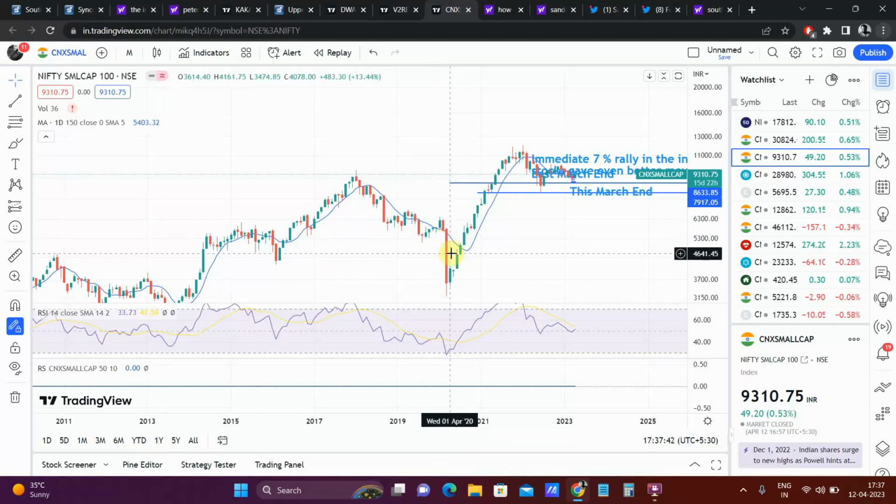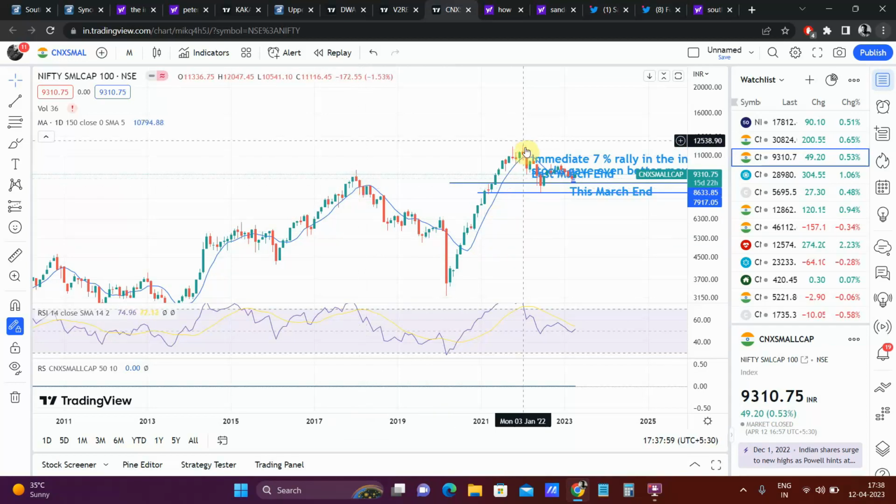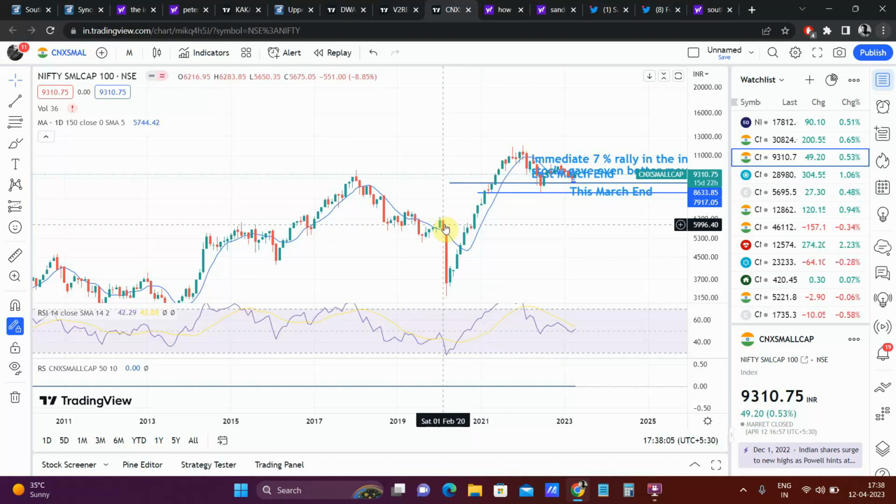So this crash was more of a panic crash. There was not really distribution that happened here. Whenever we see panic crashes, we generally see a V-shaped recovery, right? In a distribution-led one like this one, it is a slow drawdown. Like here also, it is a slow drawdown. But if it is a panic crash, we bounce back. So the big guys had not really distributed. It was more of a panic crash that happened during COVID, and that is why we bounced back during that time, right?